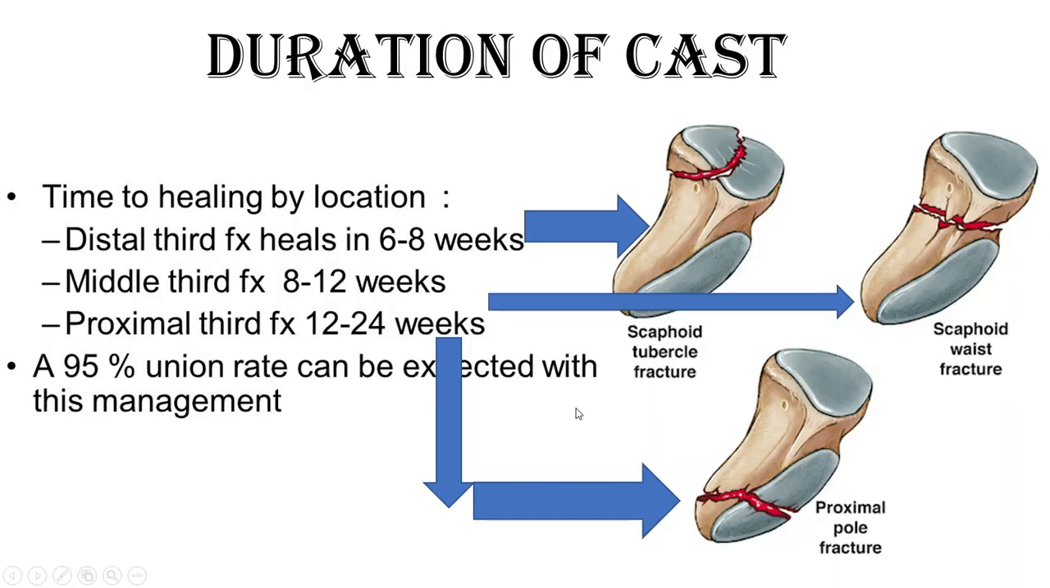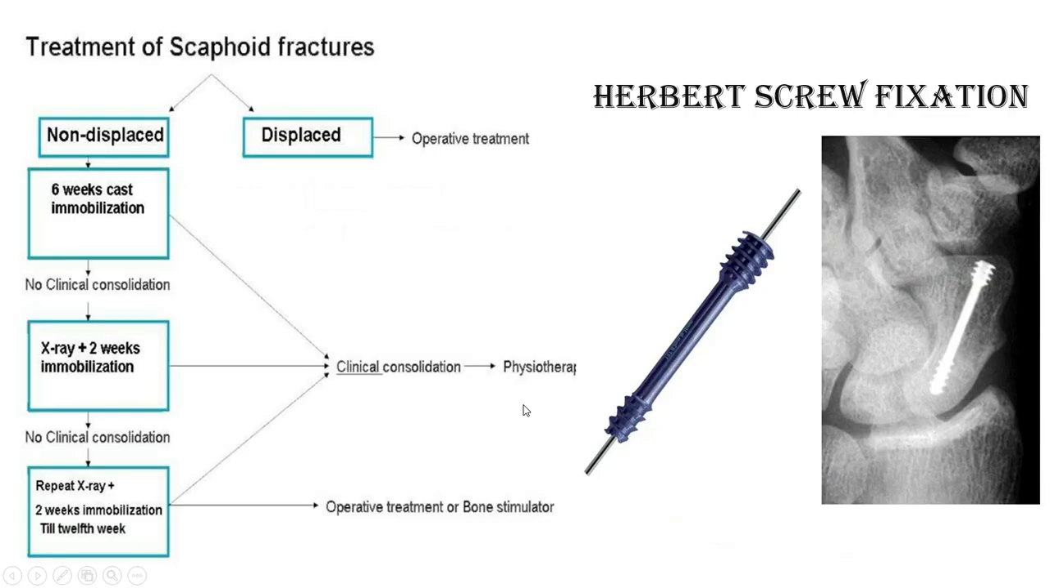That is important. Now for the duration of the plaster, for the time of healing, for the distal part you have to give at least 6 to 8 weeks, for the waist at least 8 to 12 weeks, and for the proximal pole you have to wait up to 24 weeks. You have to check with serial X-rays, and a 95% union rate can be expected with this type of active management.